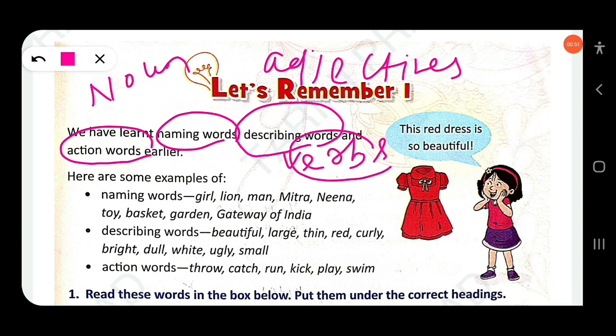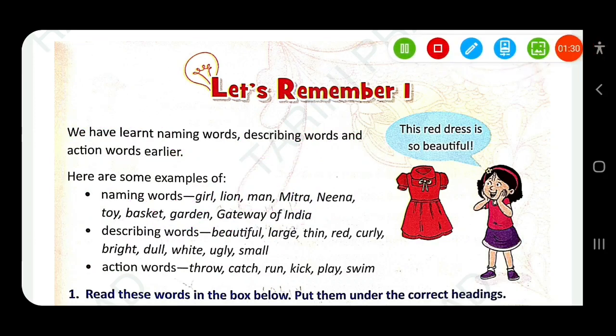Okay, so here are some examples of naming words. Girl. Okay, then lion, man, Mitra, Nina, toy, basket, garden, Gateway of India. So there are some common nouns and also proper nouns here. Okay, so proper nouns always start with a capital letter. How to identify the common noun and proper noun? Okay, so here look at this.